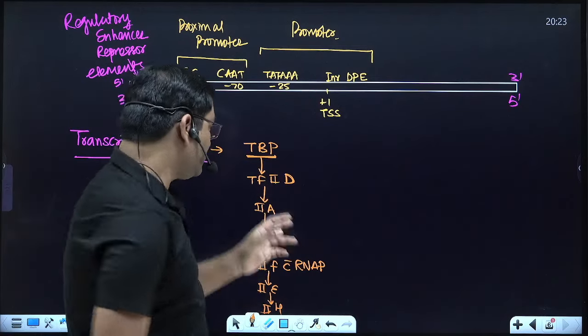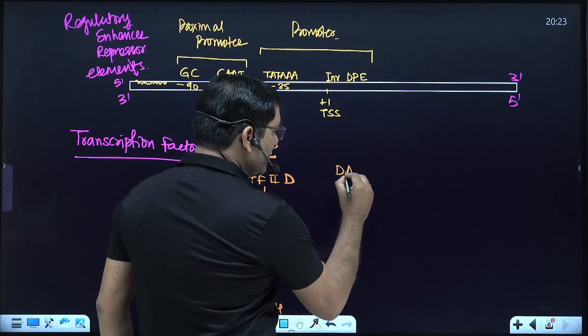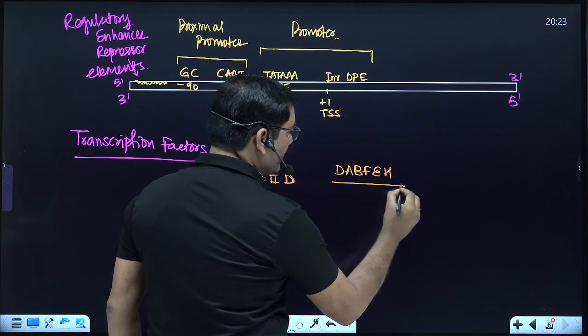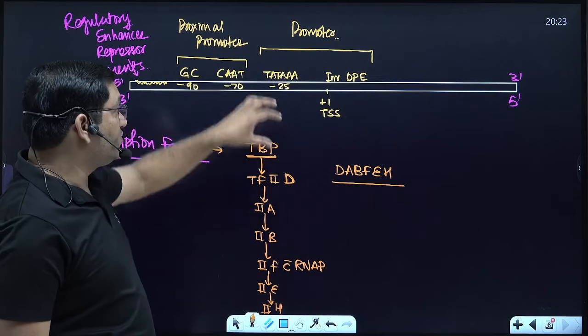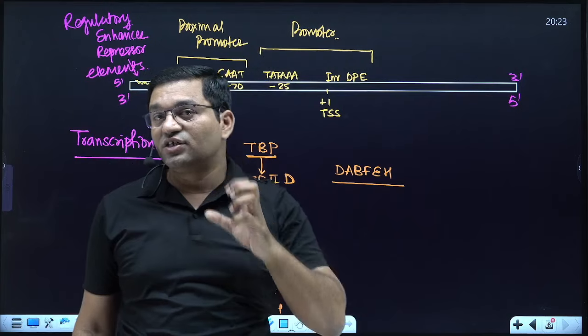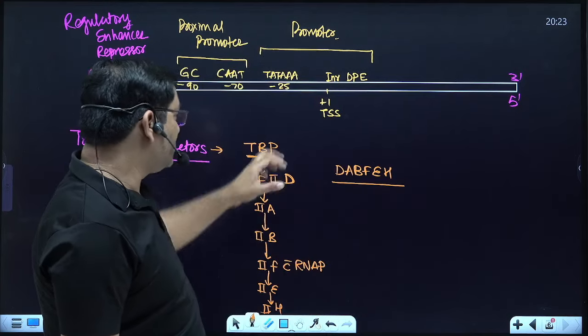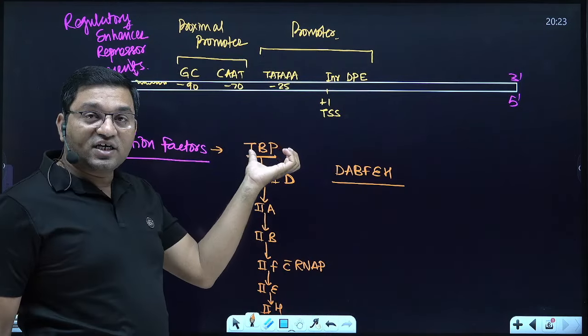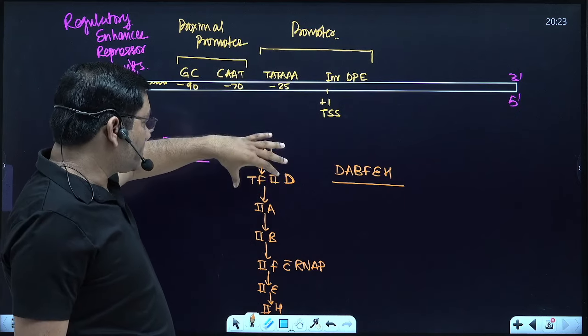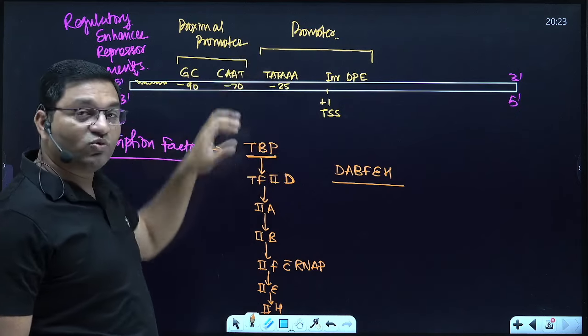So the sequence is D, A, B, F, E, H. This is the sequence of attachment of different transcription factors to the promoter region, forming the initiation complex. The TATA binding protein scans the DNA, recognizes the promoter region, and helps transcription factor 2D to attach to the promoter region.